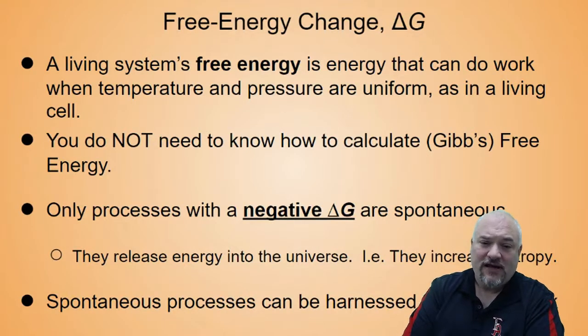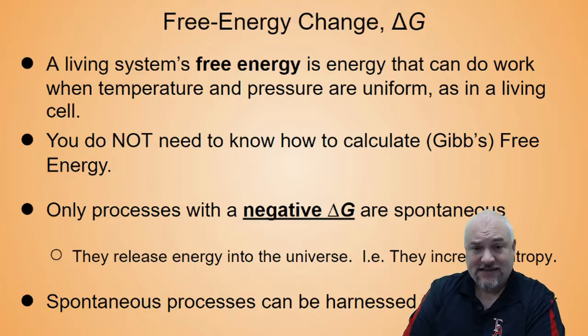We can measure that with a free energy change. Delta, the little triangle, means change. G is free energy. A living system's free energy is energy that can do work when temperature and pressure are uniform, as in a living cell. You do not need to know how to calculate Gibbs free energy for the AP Bio exam, so we're not going to get into that.